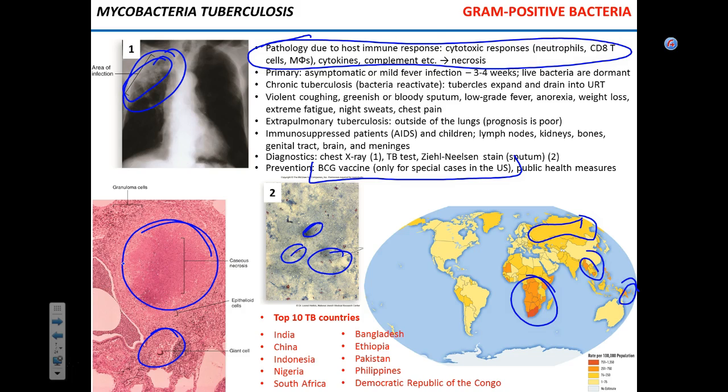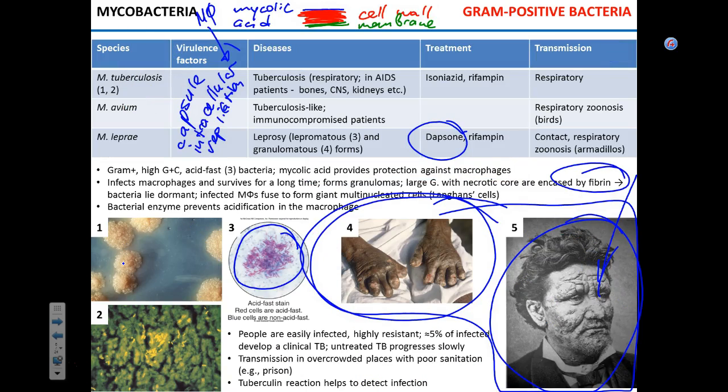Okay, understand the difference between extrapulmonary and pulmonary tuberculosis. Okay. Transmission, virulence factors, those two that I told you. Replication in macrophages and capsule. Mycobacterium avium is kind of boring. It's tuberculosis. Pretty much it works just like tuberculosis, but it affects exclusively immunocompromised people. So if you're healthy, you're not going to get it. If you're immunocompromised, you have a good chance.